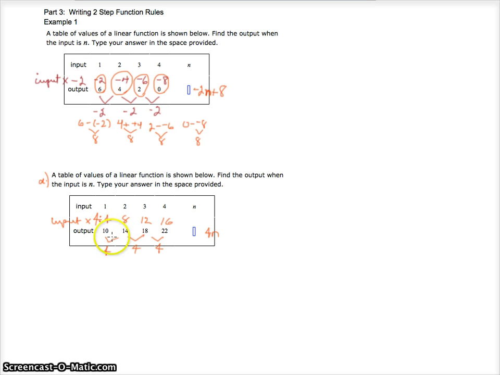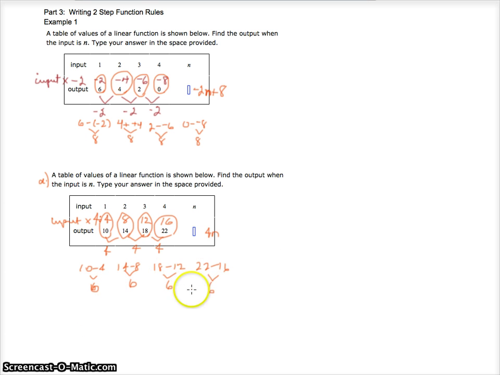Well, now I need to look at the differences between my outputs and the products of my input times 4. Okay, so we're going to look at 10 minus 4, 14 minus 8, 18 minus 12, and 22 minus 16. 10 minus 4 is 6. 14 minus 8 is 6. 18 minus 12 is 6. And 22 minus 16 is also 6.